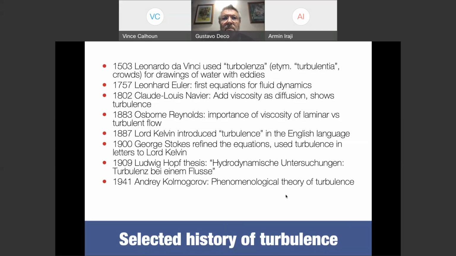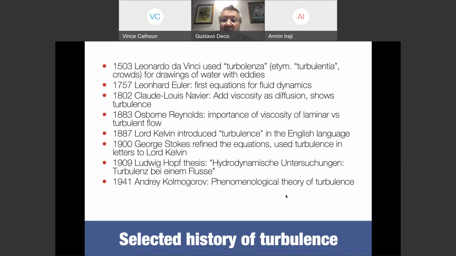And Andrei Kolmogorov was the first one to say, well, look, we have a mechanistic explanation by the Navier-Stokes equation, as I said, of the emergence of turbulence, but still we don't understand turbulence at all. And he was very skeptical that such an a priori approach, a bottom-up approach, a mechanistic approach, would really be useful for understanding turbulence.